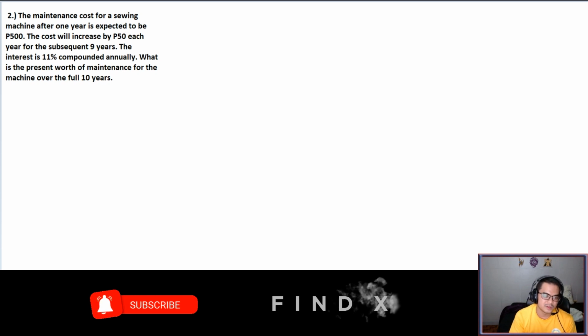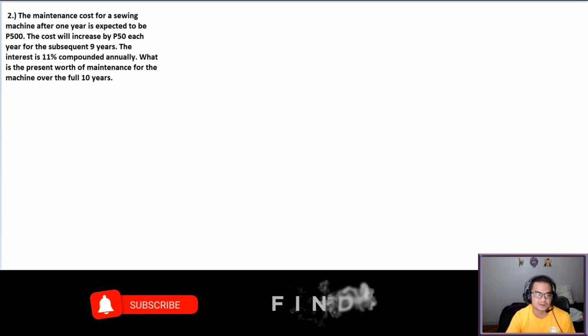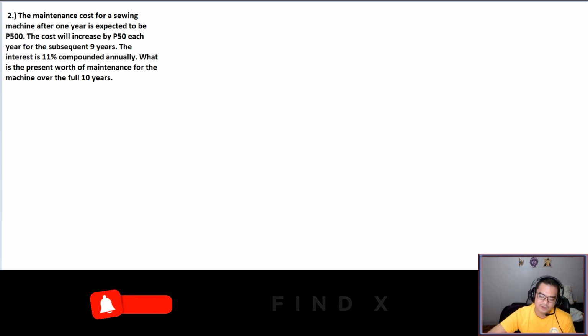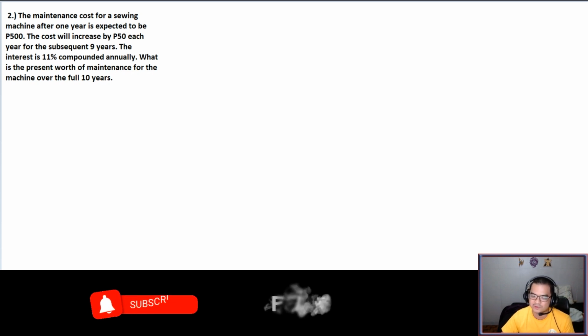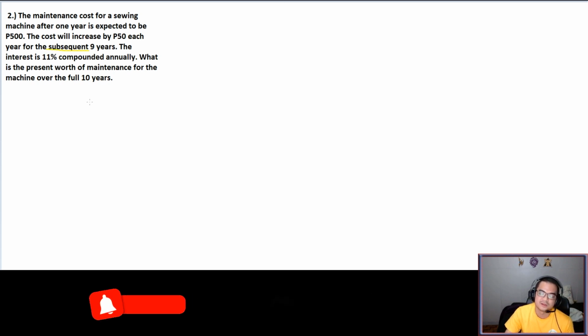Okay, so as you can see, the payment, or the maintenance of the sewing machine, is initially 500, then it increases 50 pesos each year. So 500 now, next year will be 550, next year will be 600, next year will be 650, and so on. The part that is confusing here is, what does the subsequent mean? Subsequent means the following years.